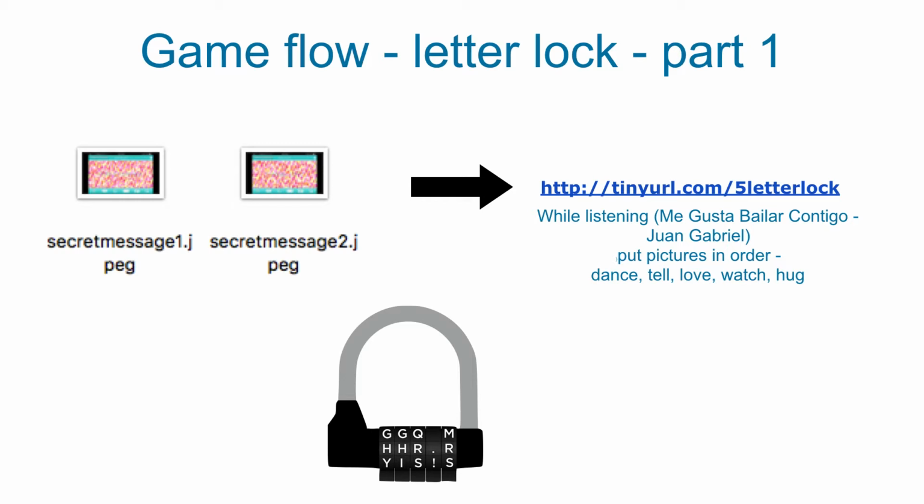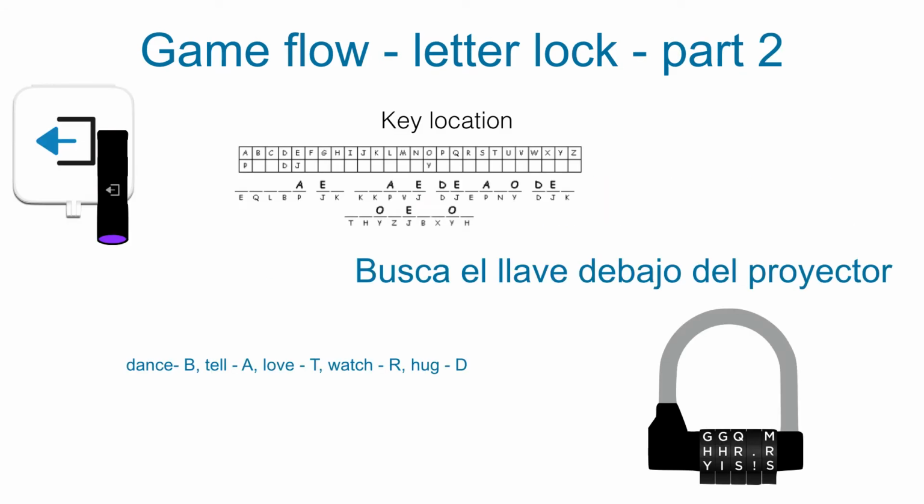However, they will first need to get a UV flashlight, which is in a little box. To open the little box, they will need to solve the cryptogram called the key location, and that cryptogram is going to give them a sentence, the direction where to search for the key, which is under the projector. And as they've opened that little box, get the key, open the little box, they can get a UV light and read the letters on the back of those pictures, which is dance, tell, love, watch, and hug.